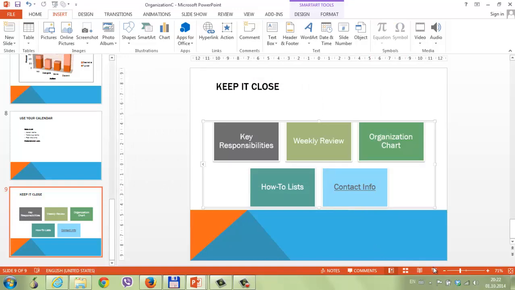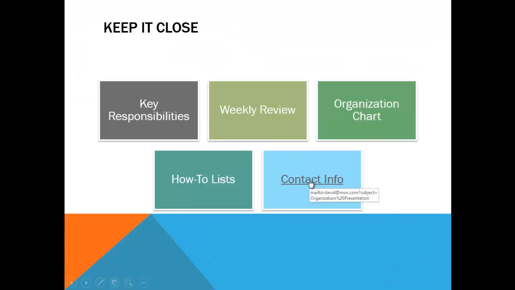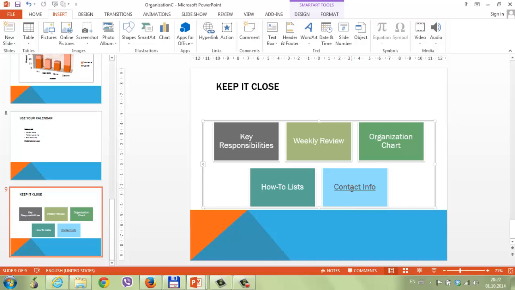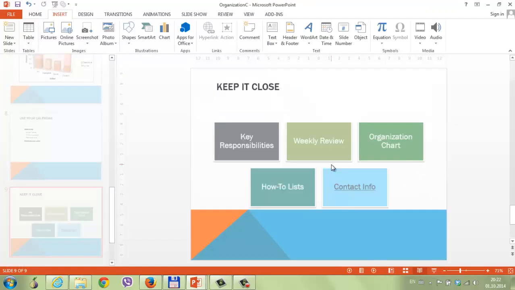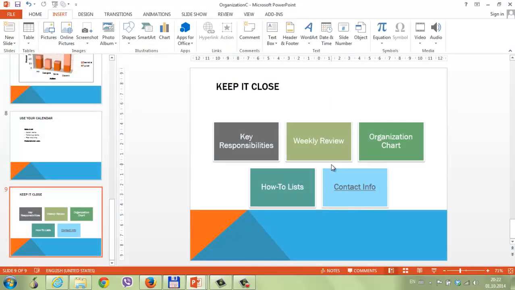So once I'm here, I have david@msn.com. And if I'm going to slideshow or reading view, it should be very similar. Then I have the screen tip. Accordingly, I can of course start working with it and send email to the person.